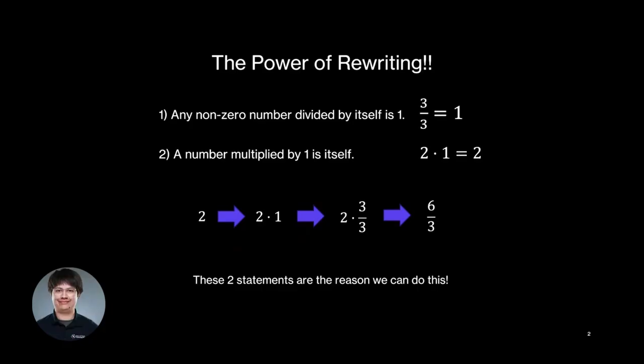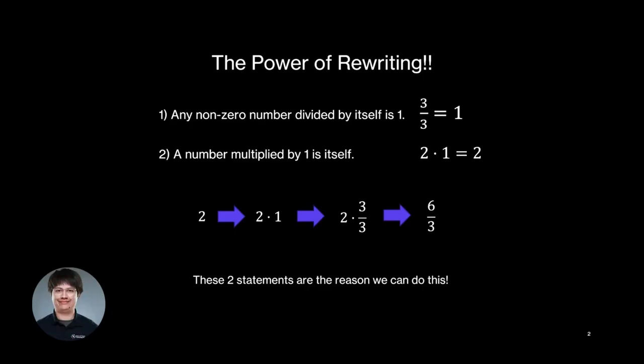And the second fact is that any number multiplied by 1 is itself. For example, 2 times 1 gives me 2, or 20 times 1 gives me 20, and so forth.